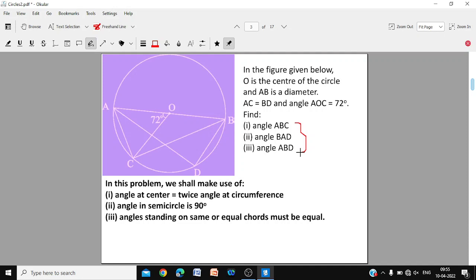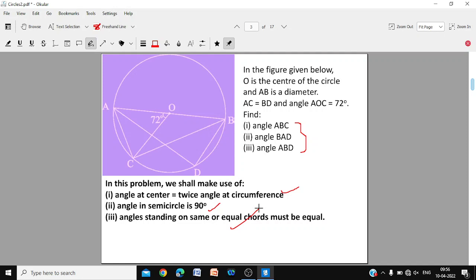Now in these problems, we shall make use of very simple concepts. Nothing high-tech, nothing complicated, nothing difficult. Fundamental concepts, basic concepts. That is, angle at center is twice angle at circumference. Angle in semicircle is 90 degrees, or angle in semicircle is right angle. And angles standing on the same chord or on equal chords are equal. If two angles are on the same chord, or standing on chords of the same length, equal chords, the angles must be equal. So these are the concepts we are using.